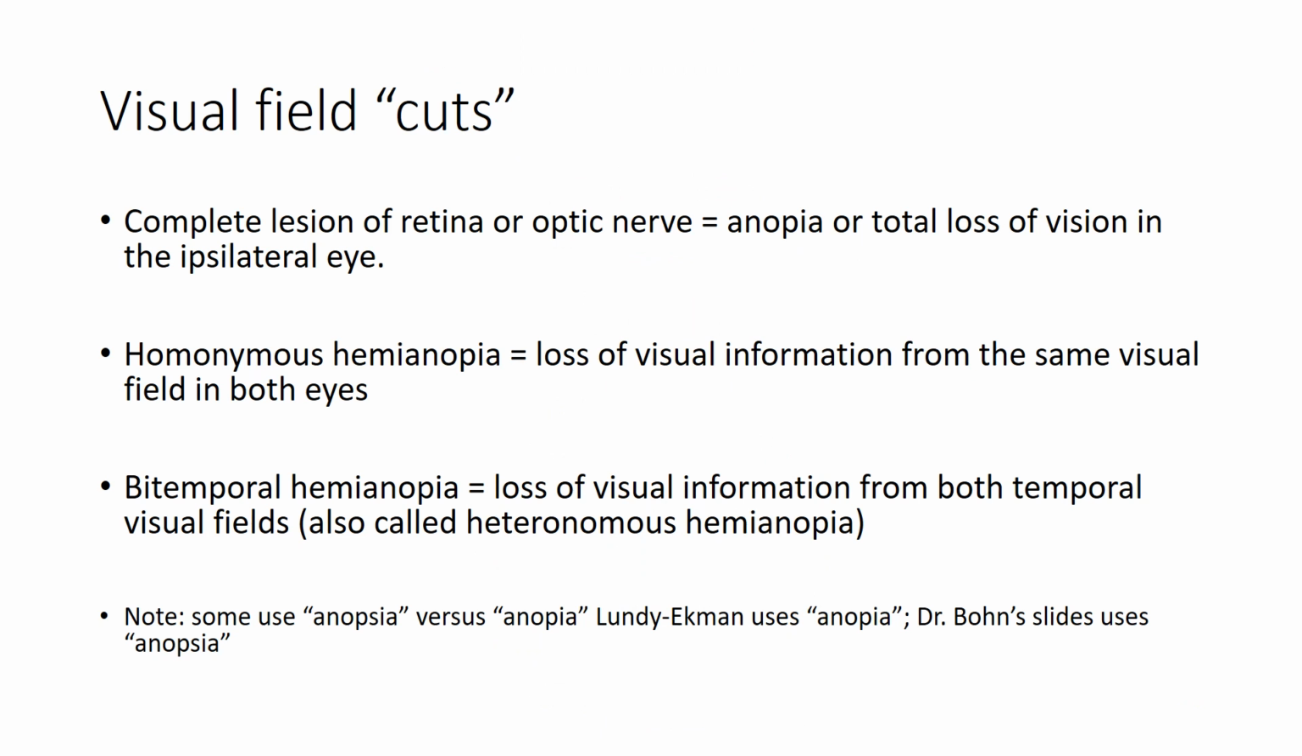Okay, and so a visual cut can occur such that you have either a complete lesion of the retina or optic nerve, with what's called anopia, or a total loss of vision in the ipsilateral eye.